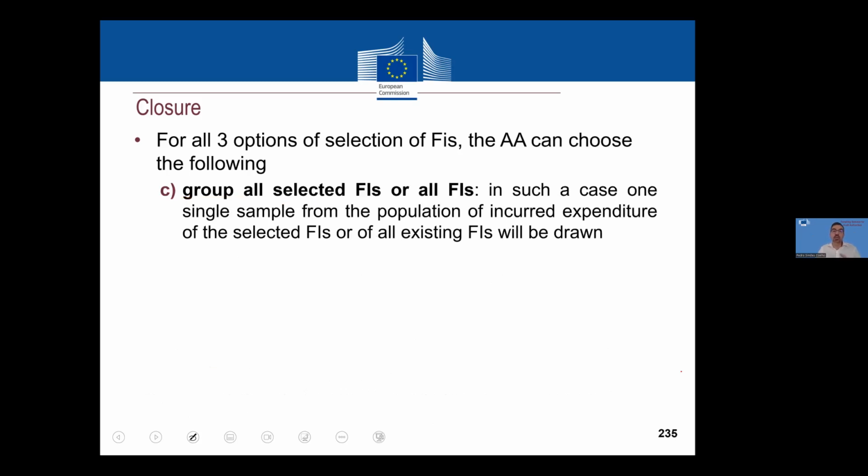And option C is to group all the financial instruments. So basically, all the financial instruments that are selected of the population or selected to your sample are grouped together in one single group. And in that case, you just take your sample from this group of financial instruments.